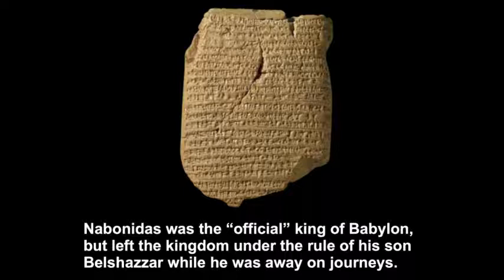Okay, so let's go on to verse 2. While he tasted the wine, Belshazzar gave the command to bring the gold and silver vessels, which his father Nebuchadnezzar had taken from the temple, which had been in Jerusalem, that the king and his lords, his wives, and his concubines might drink from them. Then they brought the gold vessels that had been taken from the temple of the house of God, which had been in Jerusalem, and the king and his lords, his wives, and his concubines drank from them.